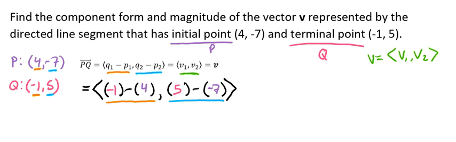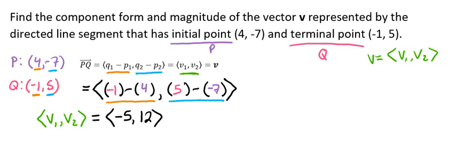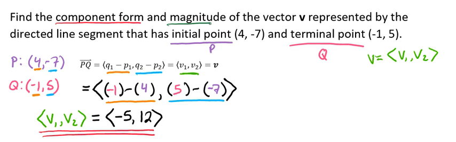Okay, so we have -1 minus 4, and 5 minus a negative 7, which is going to leave us with the components for v1 and v2 to be <-5, 12>. And so here we've seen that we have found our first requirement. We have found our component form. And so now we want to see if we can find our magnitude.